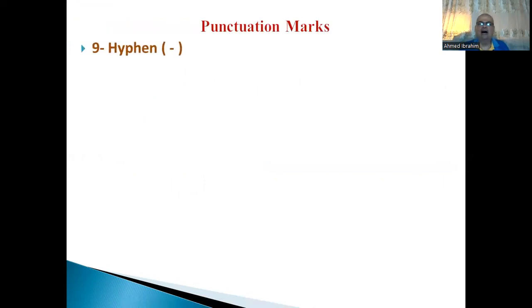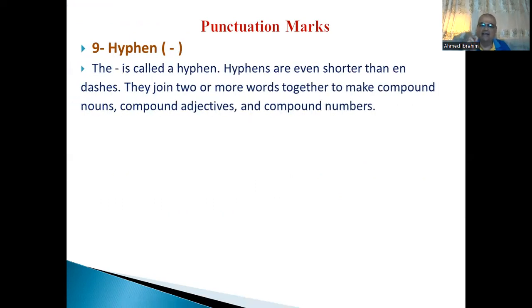Number 9, hyphen. The symbol is called a hyphen. Hyphens are even shorter than en dashes. They join two or more words together to make compound nouns, compound adjectives, and compound numbers.